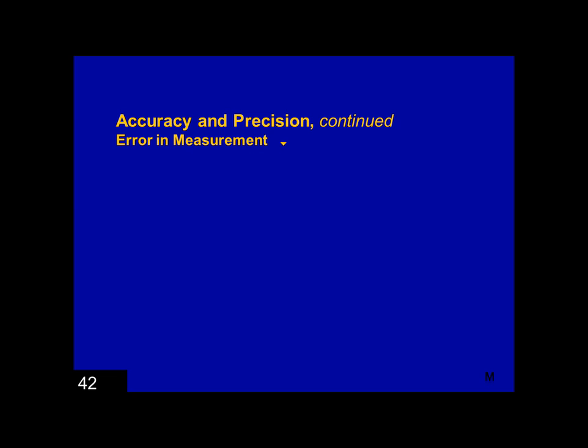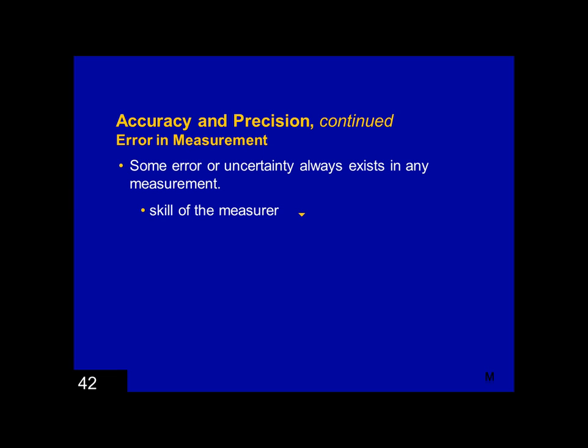All right, now error. There's always some error in a measurement. There's no perfect measurement because there's no perfect balance to measure things to an infinite number of decimal places. So where does error come from? Well, it could come from the skill of the measurer, as we illustrated in the previous example. It could come from the conditions of the measurement.